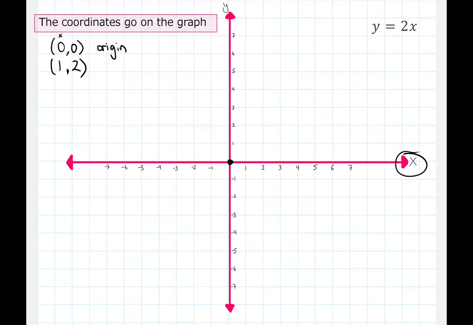Let's look at the next point. We have 1, 2. Good way to start is when you start in the origin, you need to go to the first value. X is 1. That means we're going to go to the right 1. And the next value is 2. This represents the y value, so we're going to go up 2. And we place our coordinate at, and call that 1, 2.